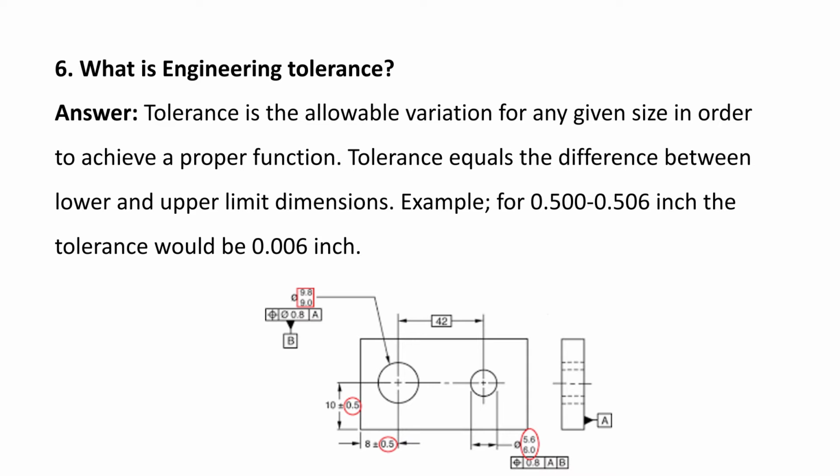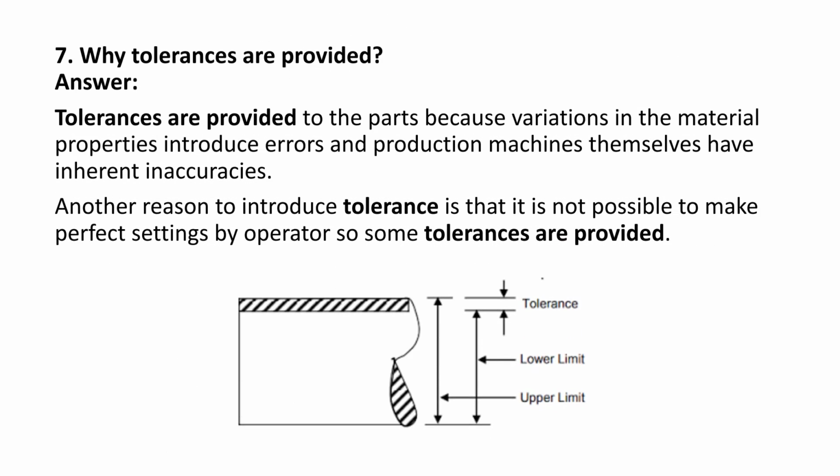Okay, so the tolerance is the allowable variations for a given size in order to achieve a proper function. Tolerance equals the difference between the lower and upper limit dimension. So for 0.500 to 0.506 inch, the tolerance would be 0.006 inch. Next question, why tolerance are provided?